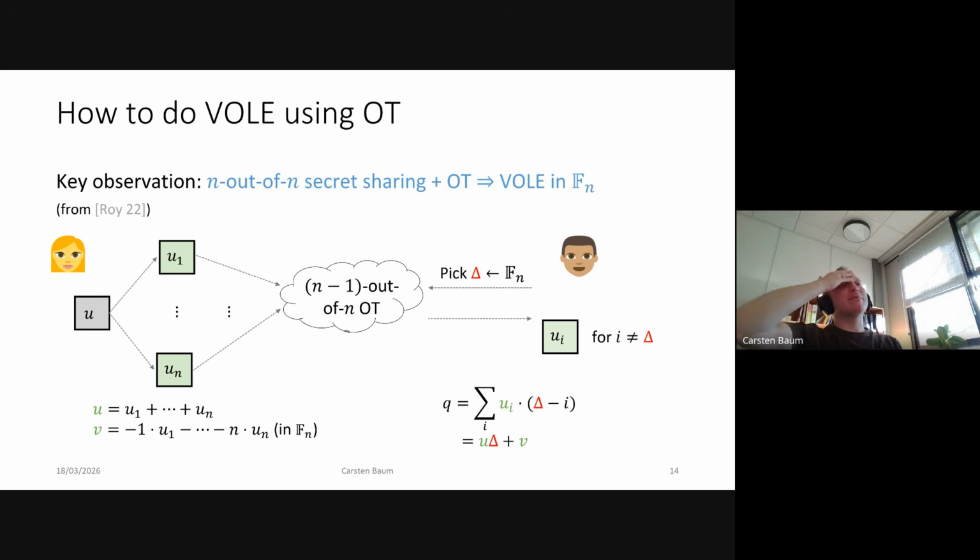What if I sum up all the U_i that I got as the verifier, and I multiply them with delta minus i? On the right side here, you have the summation of all the U_i multiplied with delta minus i. Well, delta minus i is going to be 0 when i equals delta. So I can compute this sum Q as the verifier, even though I'm missing a single U_i value. So that's great. But at the same time, if you expand this equation, it is actually U times delta plus V.